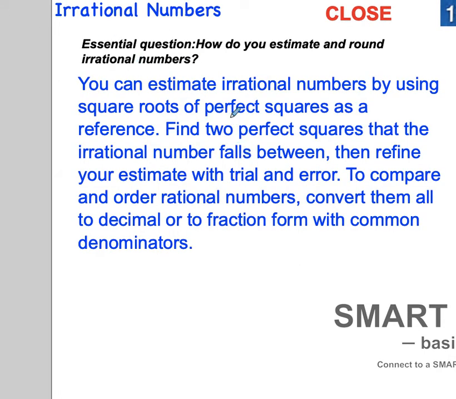So in closing, remember, you can estimate irrational numbers by using square roots of perfect squares as a reference, like the square root of 4 is equal to 2, and the square root of 100 equals 10. It's important to know your square roots to estimate, right? Your perfect squares, I should say. Find the two perfect squares, and then the irrational number falls between them. And then refine your estimate, like going from 1.4 to 1.45, and so on. To compare and order those numbers, convert them all to decimal numbers or fractions with common denominators.